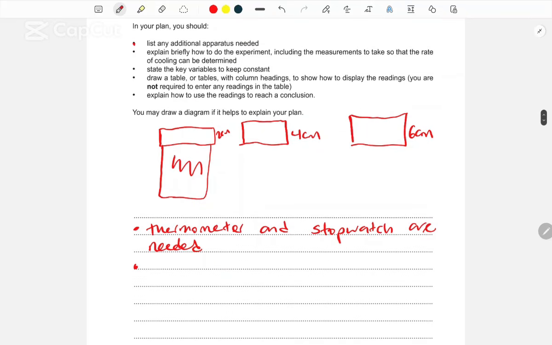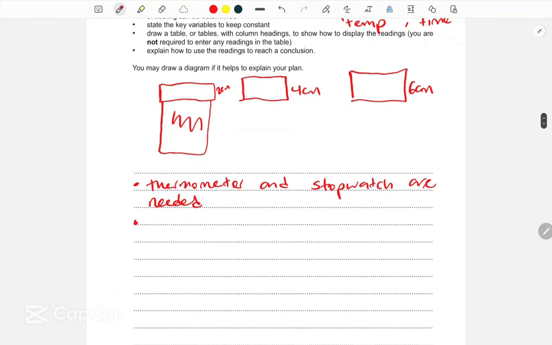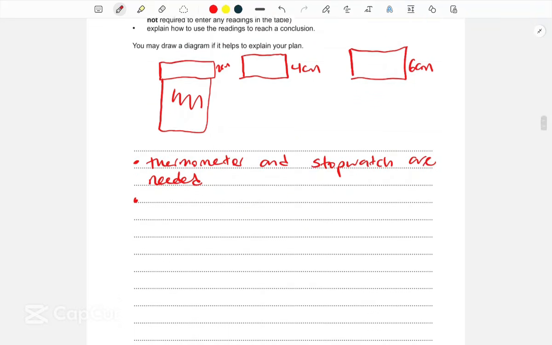Next, explain briefly how to do the experiment, including the measurements to take so that the rate of cooling can be determined. So the measurements to take. So first we have to measure the temperature, and we also have to measure the time. So now we just have to explain how to briefly do the experiment.